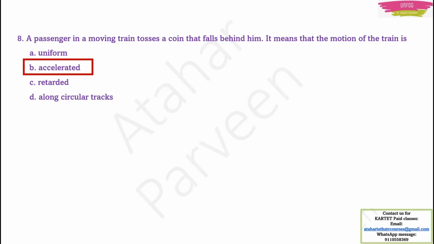The answer will be accelerated because the train is moving forward, correct? The coin is falling behind that man. It means that the train is moving with more and more speed. That's why we say that the train is accelerated. If the train was slowing down, then we would say that it is retarded. But the train is not slowing down, it is moving. That's why we say that the motion of the train is accelerated.